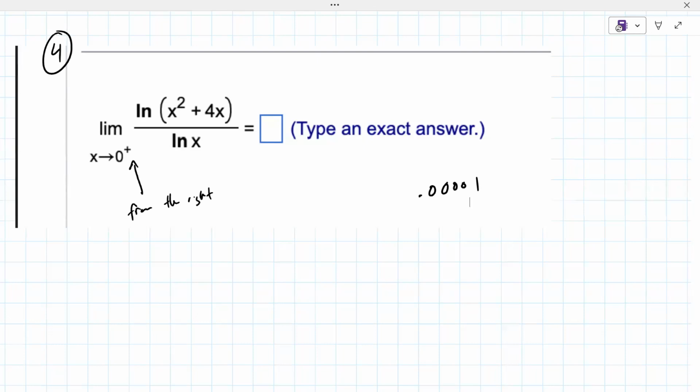Where is LN? Oh, never mind. I found it. I'm sorry.